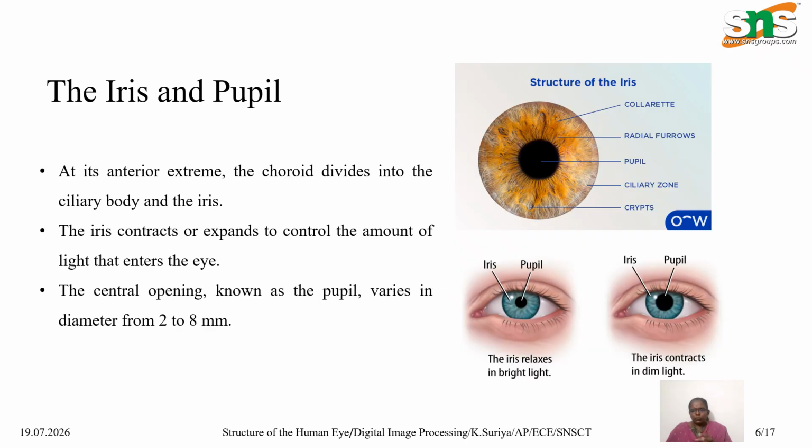Next, we move forward to the iris and the pupil. The iris is the colored part of the eye. It controls the amount of light entering the eye by changing the size of the pupil, which is the opening at its center. In bright environments, the pupil becomes smaller to reduce the amount of incoming light. In dim environments, it expands to allow more light inside. This automatic adjustment helps us see comfortably under different lighting conditions.